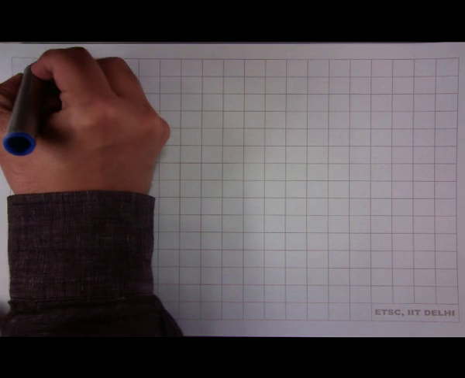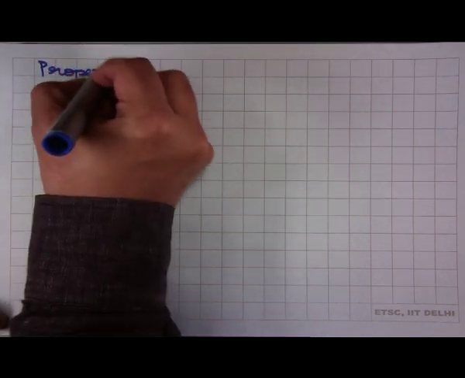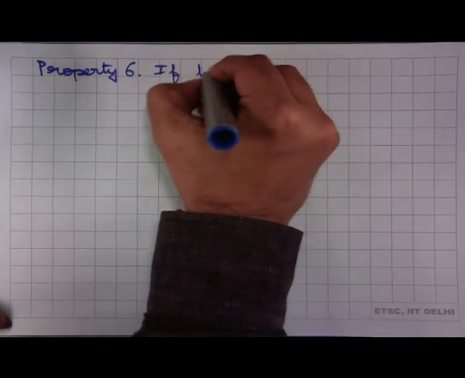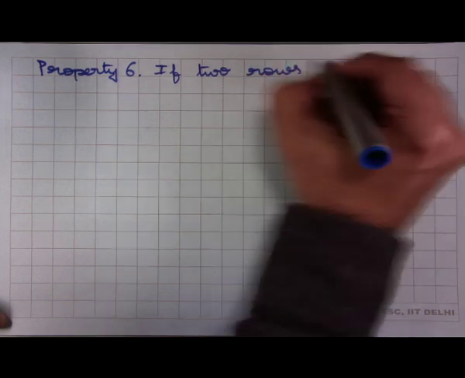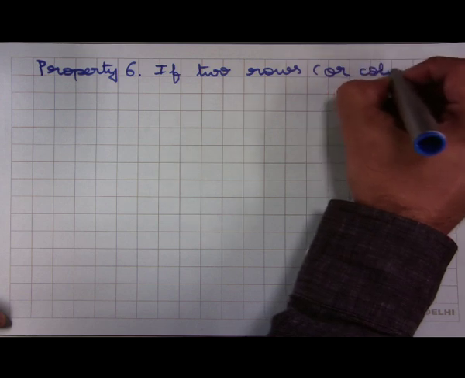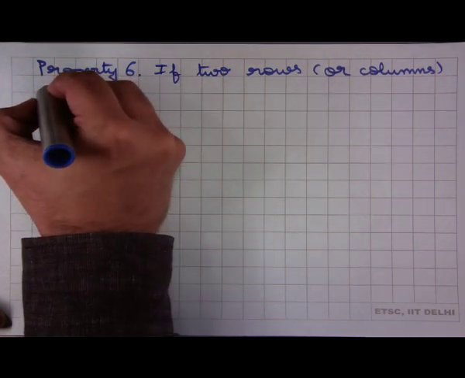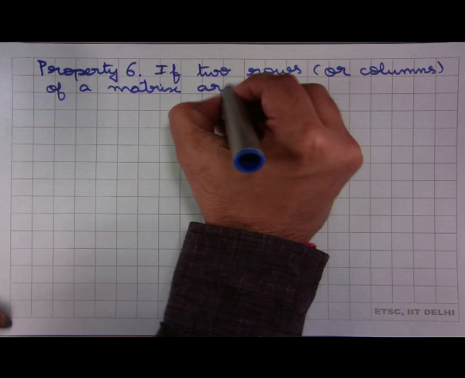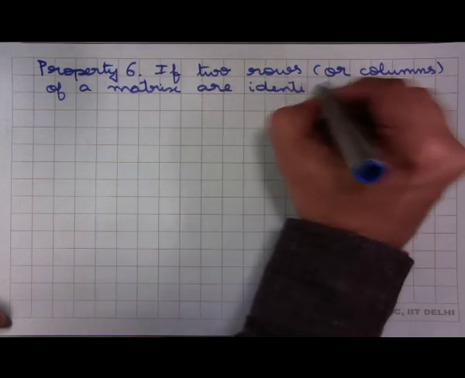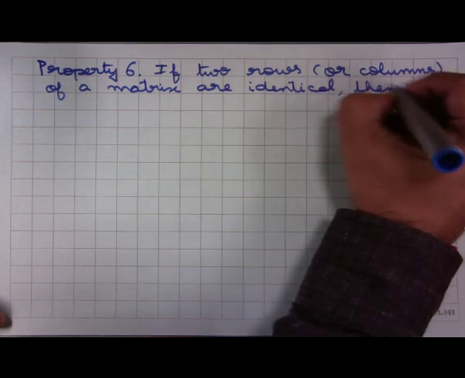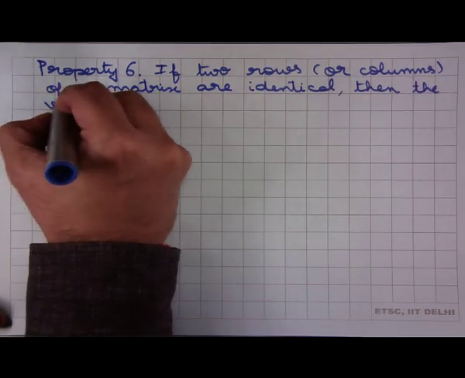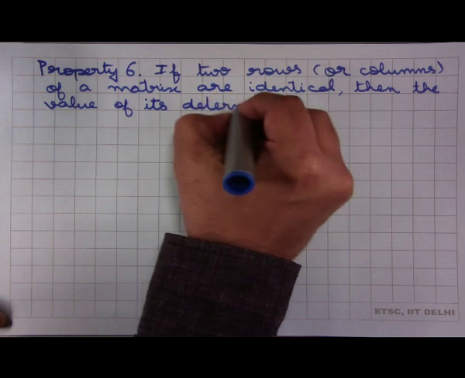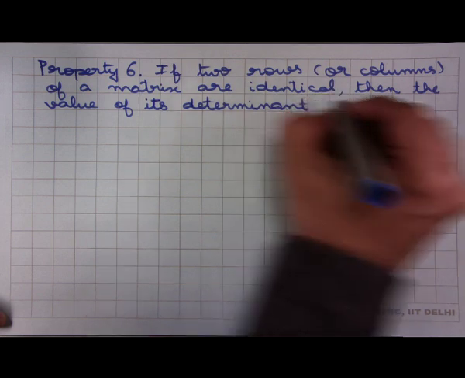So, property 6 is, if two rows or columns of a matrix are identical, so identical means that they are the same, then the value of its determinant is 0.